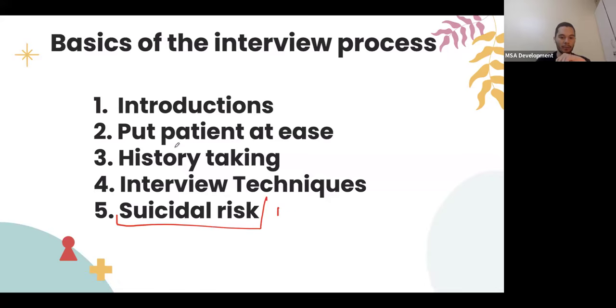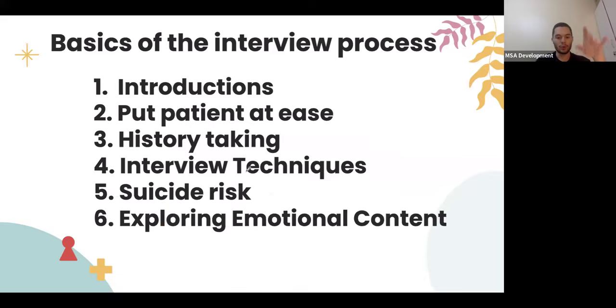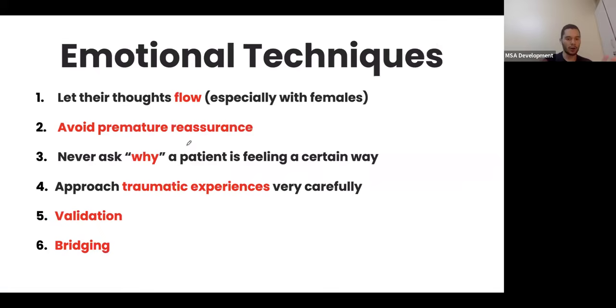But don't forget suicidal risk. And then I should have added here plus alcohol consumption as well. I remember two things, suicidal risk and alcohol consumption. The last two things, actually, are exploring emotional content and the mental state examination. So emotional content, again, I put like 6 points really quickly, and they're all common sense, by the way.